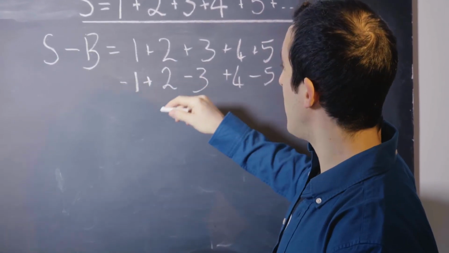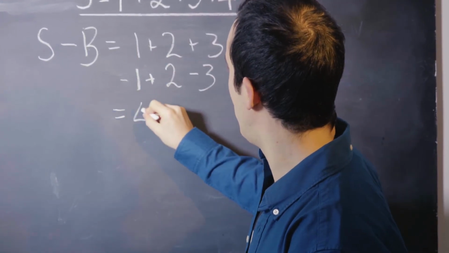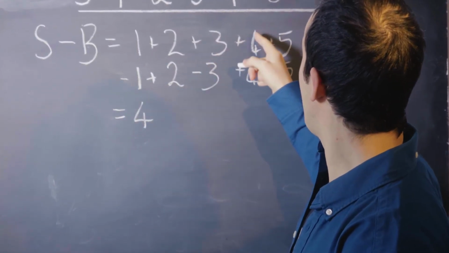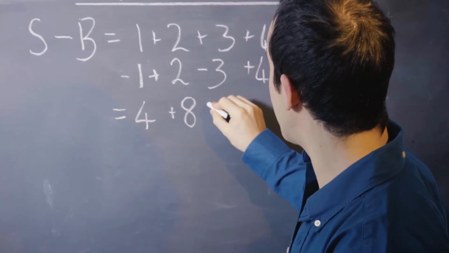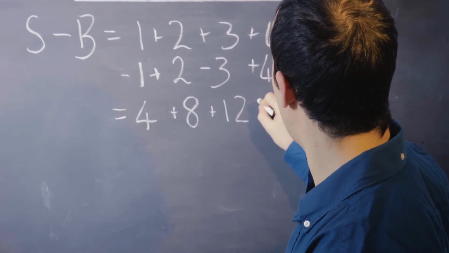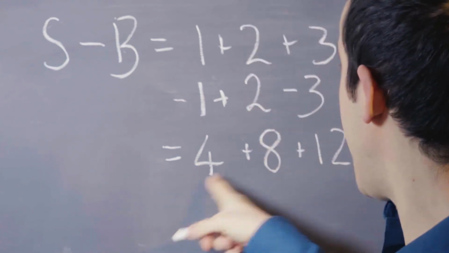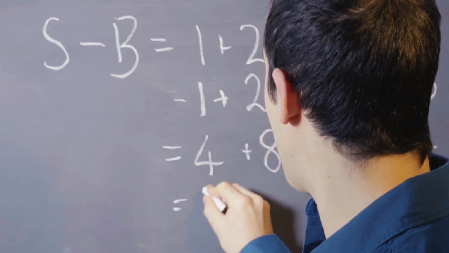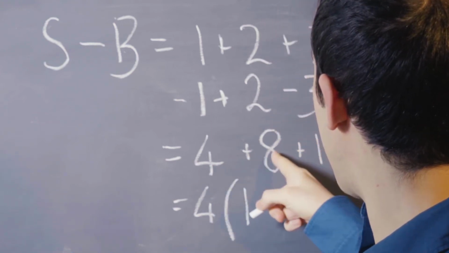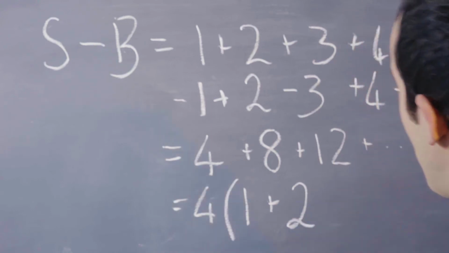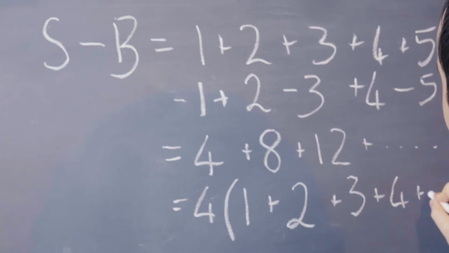So what we're going to be left with is, well, nothing from this term. 2 plus 2 is 4. Nothing from this term. 4 plus 4 is 8. Nothing from the 5s. 6 plus 6 will be 12. And so on. And what does this equal? Well, we can take out a factor of 4 here. So if we take out the 4, the first term is 1. 4 goes into 8 twice, so the second term is going to be 2. And then 3. And 4.